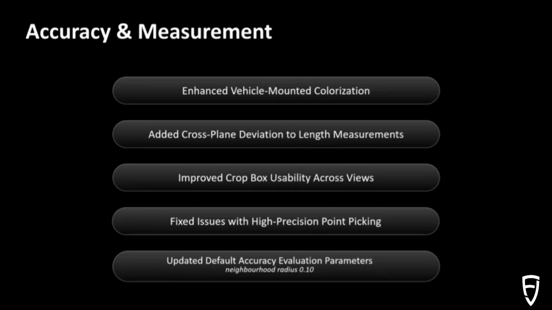The third area is accuracy and measurement. Vehicle mounted colorization has been improved. So vehicles are now automatically excluded and colorization is remapped for better results. Length measurement has been enhanced to include cross-plane deviation, giving more realistic measurement results. We also improved crop box usability across different views. We fixed issues with high precision point picking and updated the default accuracy evaluation parameters. So now the neighborhood radius is set to 0.10.